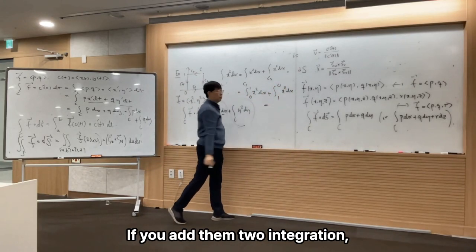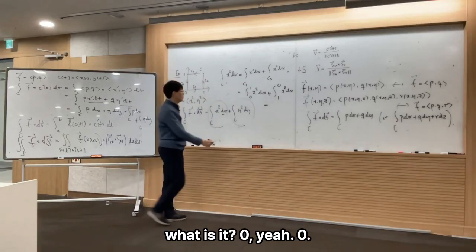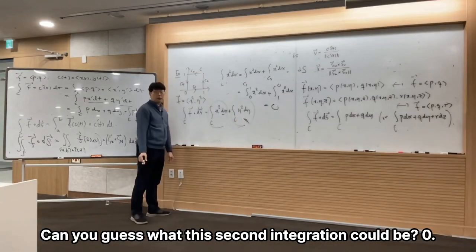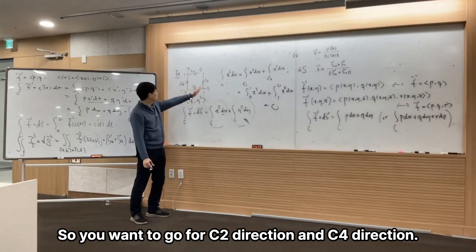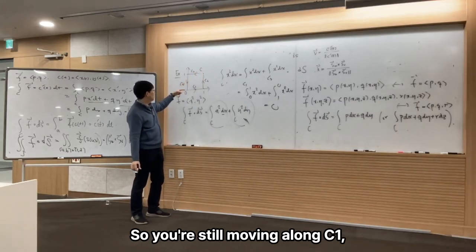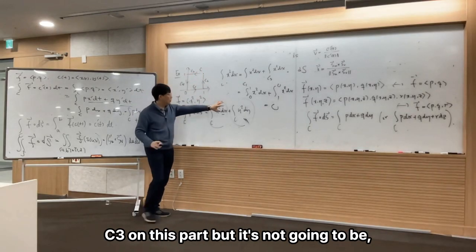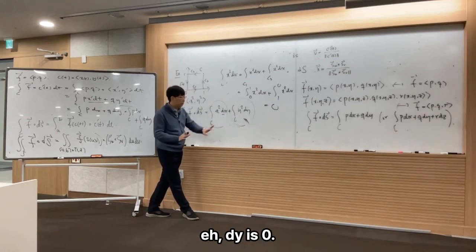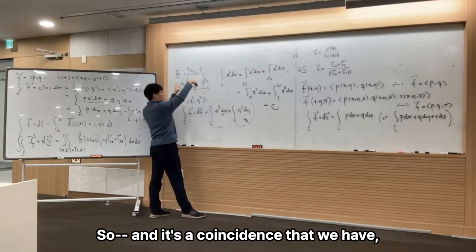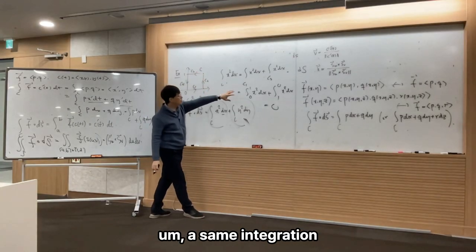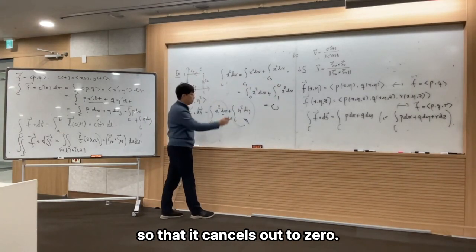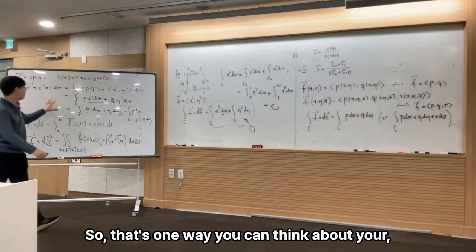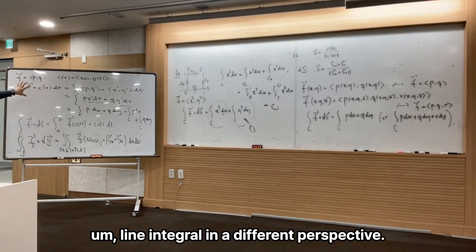So what is it? If you add them together, what is it? 0. Yeah, it's 0. Can you guess what this second integration could be? Yeah, it's 0, too. Same. So you want to go for C2 direction and C4 direction. You're still moving along C2 and C4 on this part, but it's not going to be any value because dy is 0. And it's a coincidence that you have the same integration but different order of your boundary so that it cancels out to 0. So anyway, it's a 0.